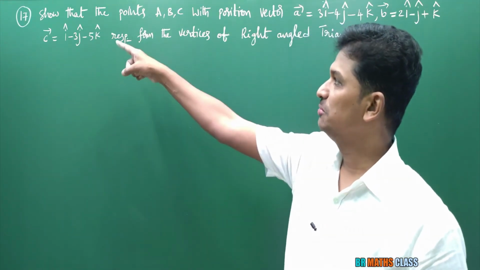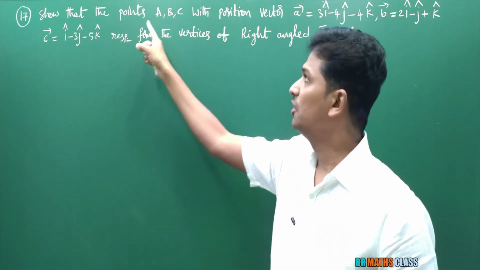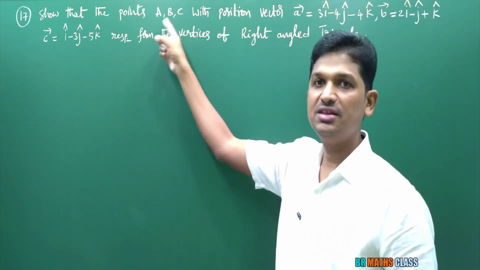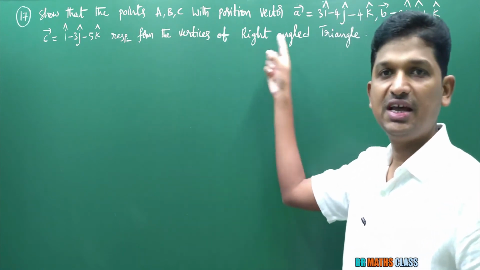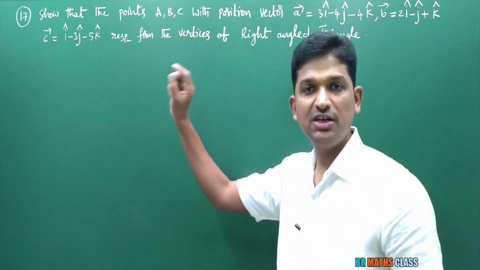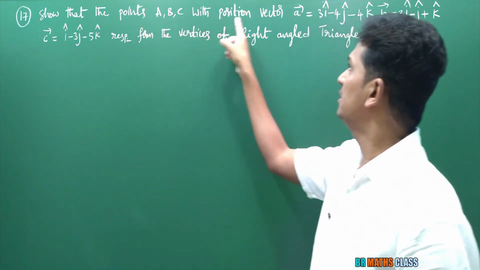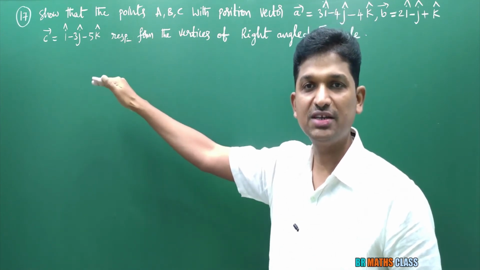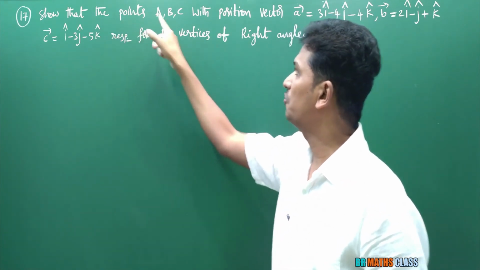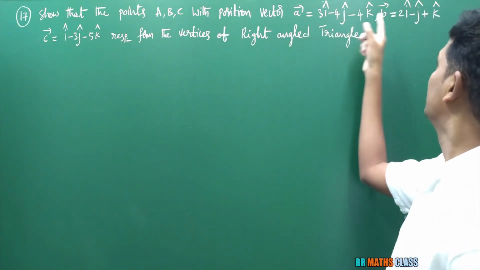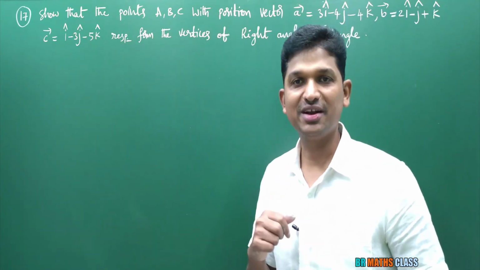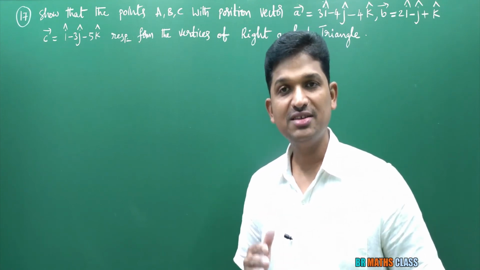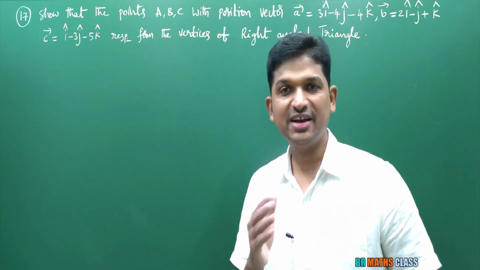You observe this question number 17. They are asking to show that the points A, B, C form the vertices of a right angle triangle. We need to show that these 3 points A, B, C form a right angle triangle. For that, what information is given? The points A, B, C with position vectors. These are the position vectors of the given points: OA bar, OB bar, OC bar. They are asking to prove that the vertices A, B, C form a right angle triangle.